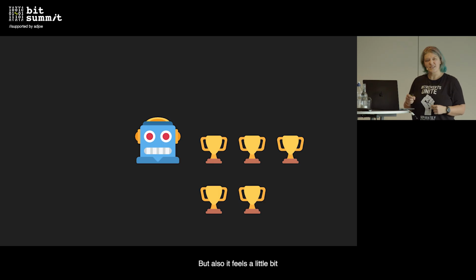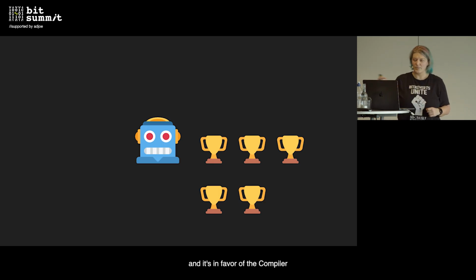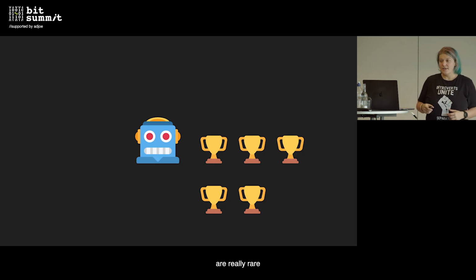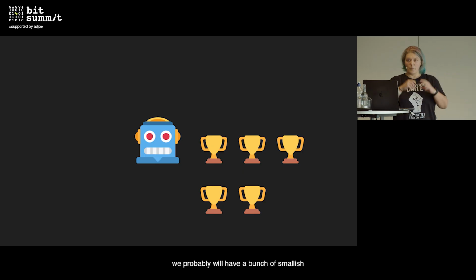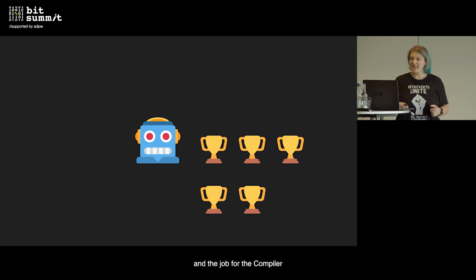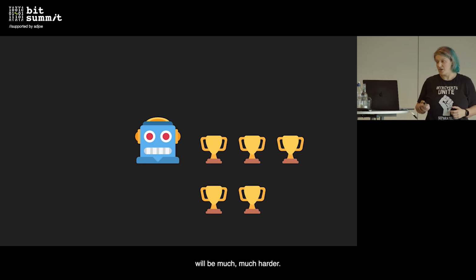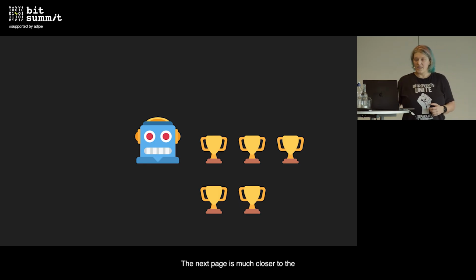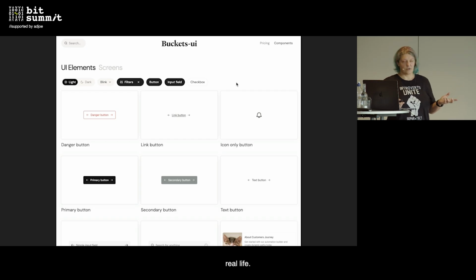But also, it feels a little bit like cheating and playing it in favor of the compiler. Because the clear situations like that are really rare. In real life, we probably will have a bunch of small-ish components, and the job for the compiler will be much, much harder. The next page is much closer to the real life.